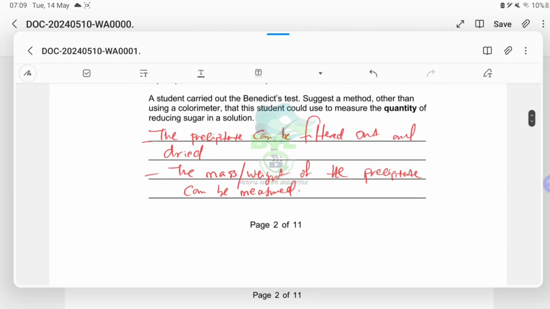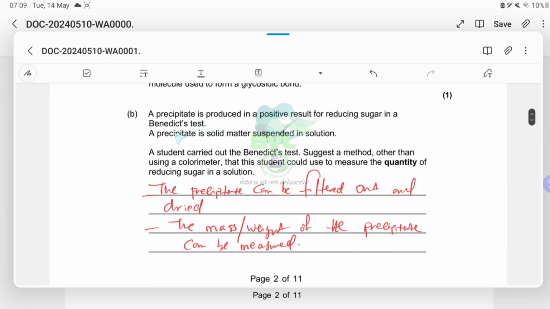So what you can do is, the precipitate is the solid matter. How much precipitate there is shows you how much glucose there is. So the precipitate can be filtered out and dried. Then the mass or the weight of the precipitate can be measured. That's indicative of how much glucose is present in that solution. Hope that made sense.